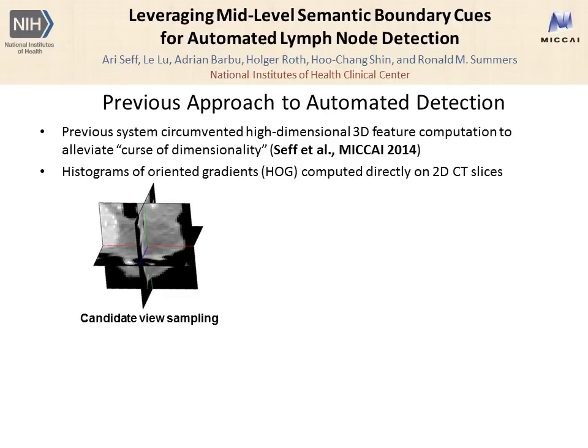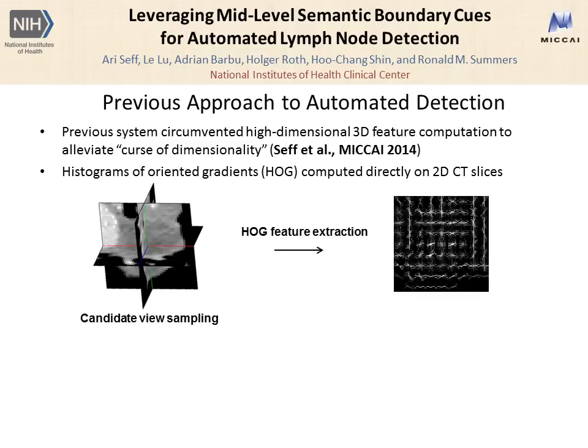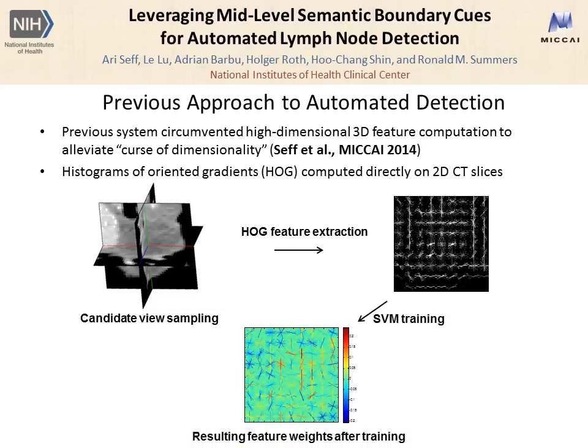A previous approach of ours, presented at MICCAI 2014, worked by decomposing 3D volumes of interest of lymph node candidates into a series of 2D views, thereby circumventing high-dimensional 3D feature computation. Histograms of oriented gradients features, known as HOG, were computed directly on the raw CT intensity images. An SVM was then trained to classify candidate views based on these features.